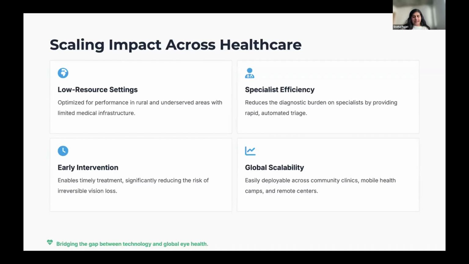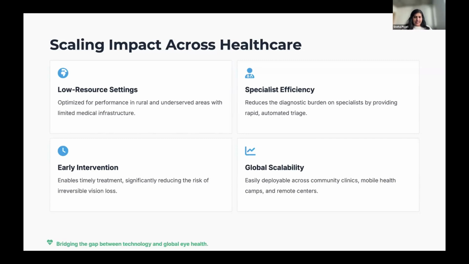Second, it improves specialist efficiency. Instead of doctors screening every patient manually, Peekaboo can act as a first pass triage system, helping prioritize high risk cases. And third, we enable early intervention. By identifying potential issues early on, we can significantly reduce the risk of irreversible vision loss.